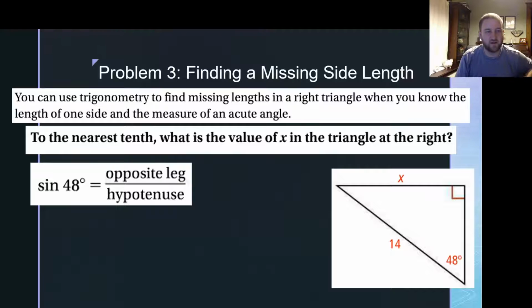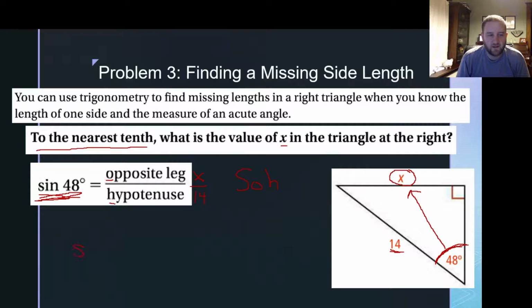Okay, so here it says to the nearest tenth, what is the value of x in the triangle at the right? So we want to know what this side is right here. We've got this angle, and then we've got the hypotenuse. So what we can use is the sine of 48. Remember sine, that's opposite over hypotenuse. So we can set up the sine of 48 is equal to the opposite leg, that's x, over the hypotenuse, which is 14.